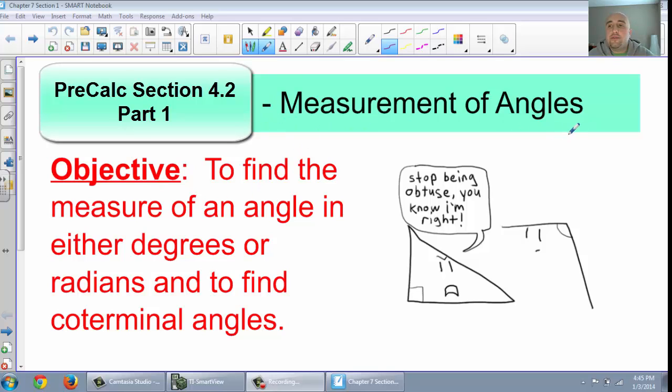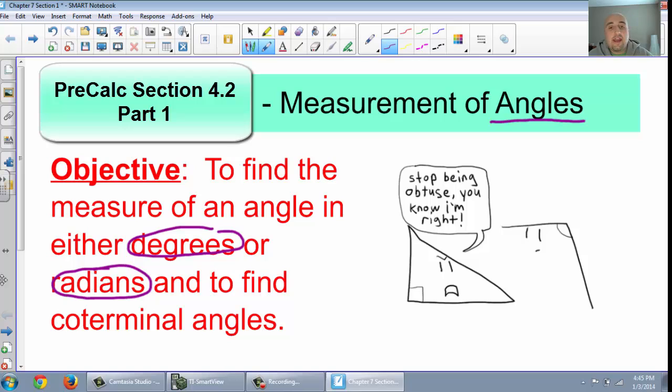Chapter 7, Section 1, we're going to be talking all about angles for this first section. The objective of our section is to find the measure of an angle in either degrees or radians. So this should look familiar from Algebra 2B. And we're going to define this word, coterminal angles. So these are basically our three vocabulary terms for this section. We're going to talk about degrees, we're going to talk about radians, we're going to talk about coterminal angles.